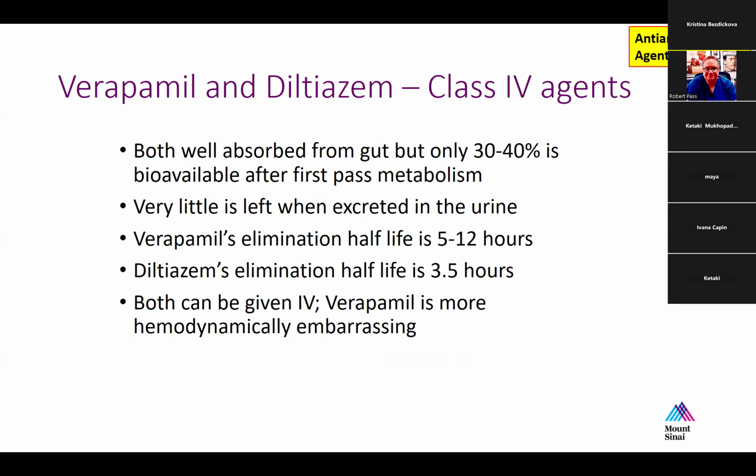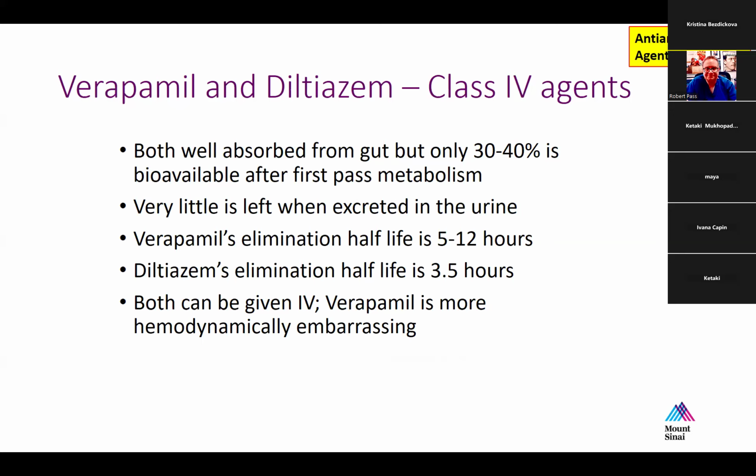Both of these agents are well absorbed from the gut, but are only 30 to 40% bioavailable after first pass metabolism. Very little is left when it's excreted in the urine. The elimination half-life of verapamil is between 5 and 12 hours, and diltiazem's half-life is about 3.5 hours.